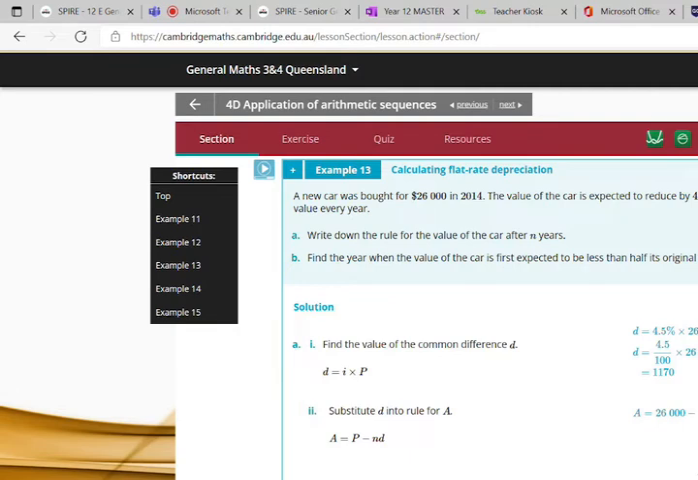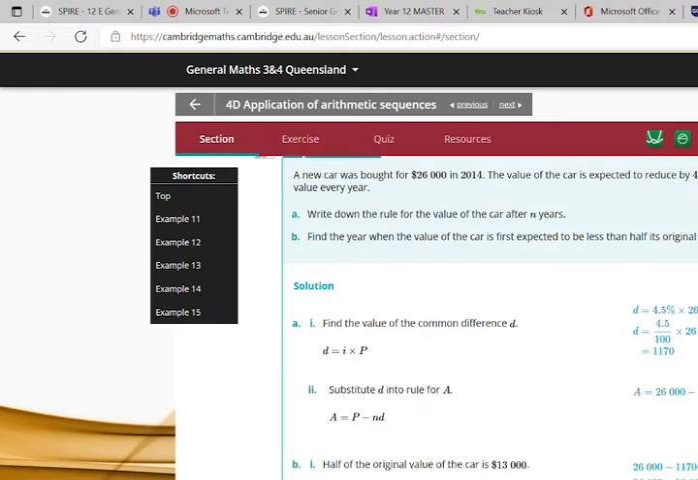Find the year in which the value of the car is expected to be less than half its original value. In that case, we have an A value. We want the car to be worth less than $13,000. So this one is slightly different because, after you've found your depreciation amount, right? We don't want to use the original amount. We now want to find out what the amount would be, or when that would happen, what the N would be for this particular value. So look at how that changes the formula.